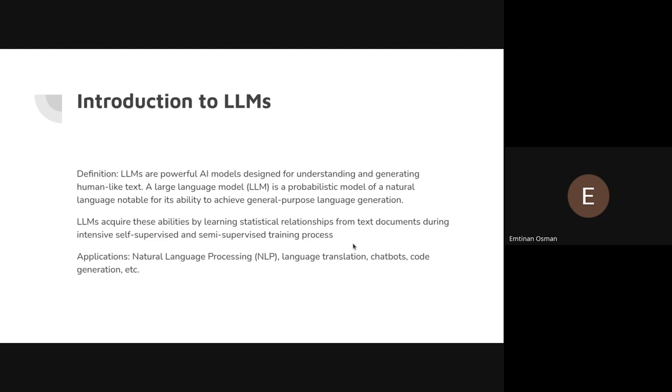Of course, LLMs acquire these abilities by learning from a large amount of text documents. The training data is a big scale, all text, and they go through an intensive process of self-supervised and semi-supervised training processes.